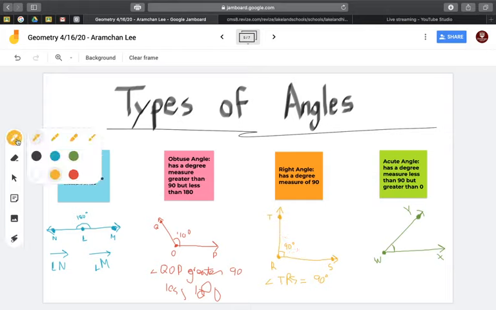Finally, we have an acute angle. Acute angles have a degree measure less than 90 but greater than 0. So angle YWX is greater than 0.